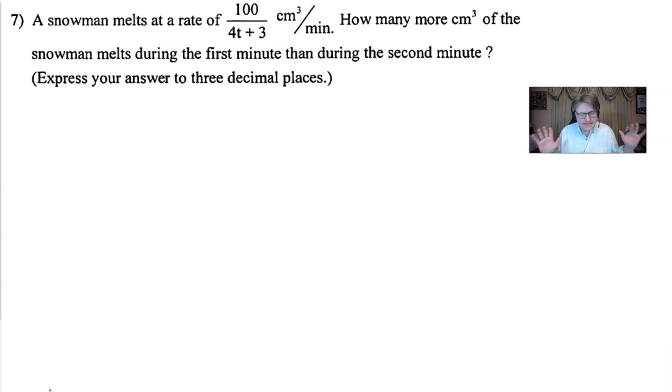So it says a snowman melts at a rate of 100 divided by 4t plus 3 cubic centimeters per minute. That's kind of sad. Frosty is going bye-bye here. How many more cubic centimeters of the snowman will melt during the first minute than will do so during the second minute? And it says to express your answer to 3 places, which is likely going to mean that we're going to have to use our graphing calculators for this one.